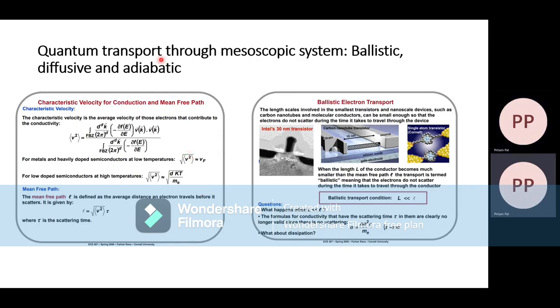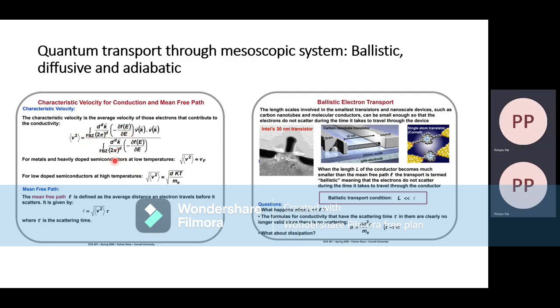So three types of transport here. One is ballistic, another one is diffusive, and another one is adiabatic. So the characteristic velocity for the conduction and the mean free path I will discuss briefly. The characteristic velocity is the average velocity of those electrons that contribute to the conductivity, right? So this is how we get this expectation value for the v square. This is the simple integration you can take.